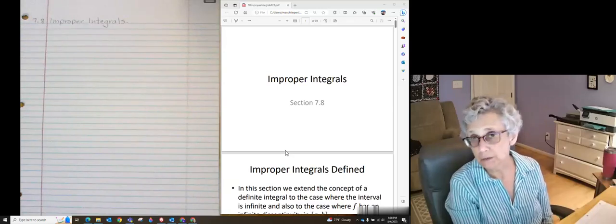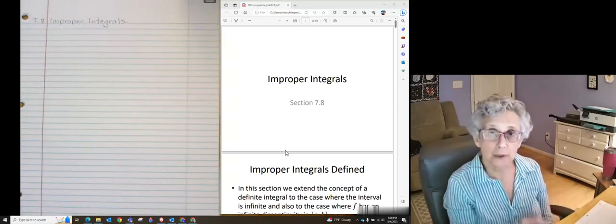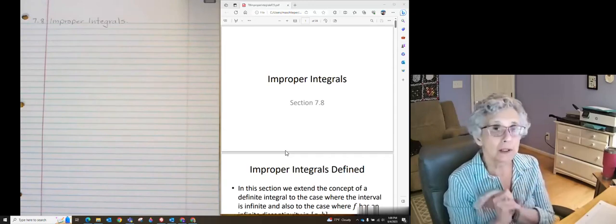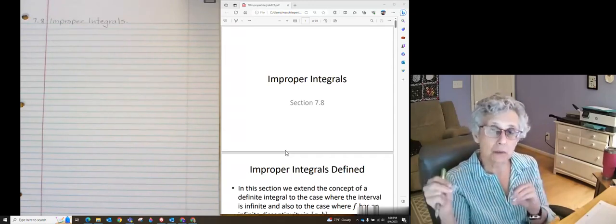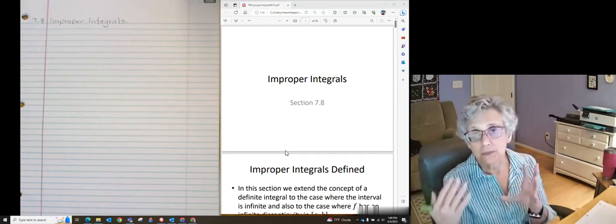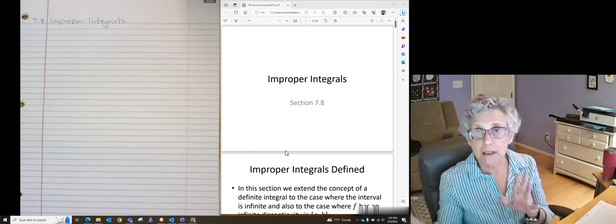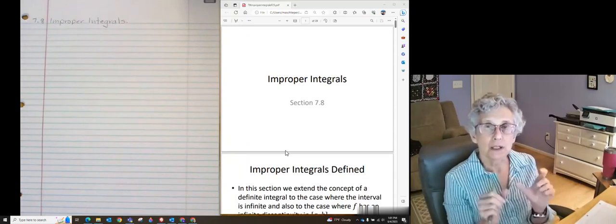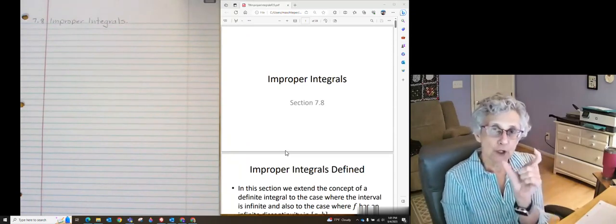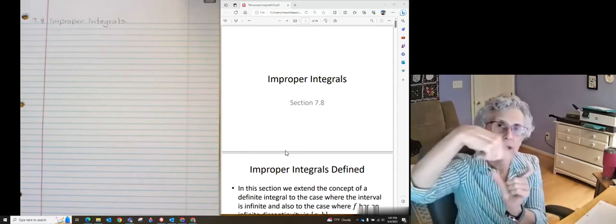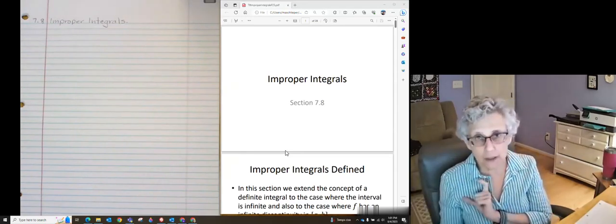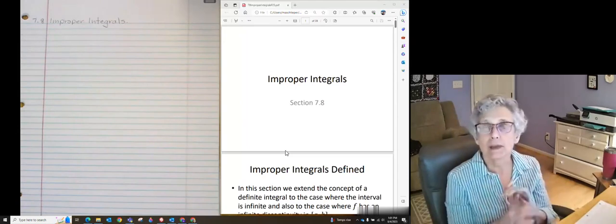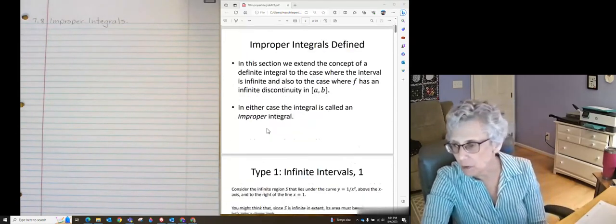Our last section for Unit 1 is improper integrals. So, two types of improper integrals. One of them has infinite limits of integration, so that you're going to rewrite as a limit as t approaches infinity. The other type of improper integral is when there is a vertical asymptote within the interval over which you are integrating, and that you're going to write as a limit as t approaches wherever that asymptote is.